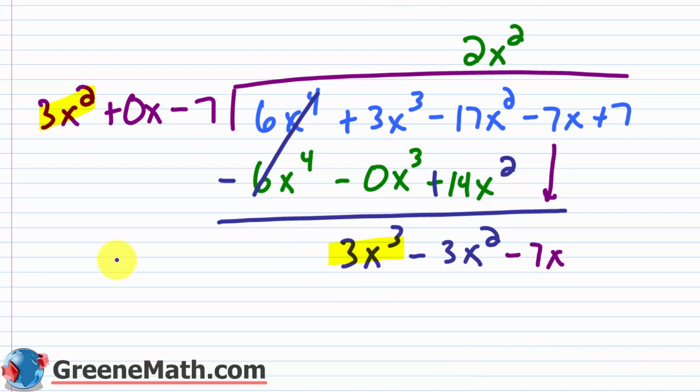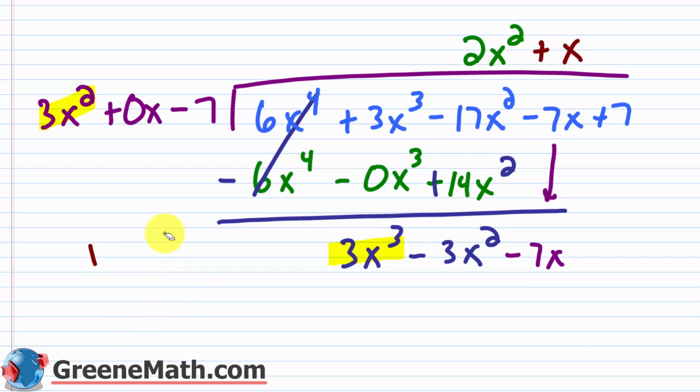So what I want to do is go 3x cubed divided by 3x squared. Okay, so what is this going to be? Well, 3 divided by 3 is 1, okay? And then x cubed over x squared is just going to be x to the 1st power. So this is just going to give me x. So I'm going to put plus x like this, okay?